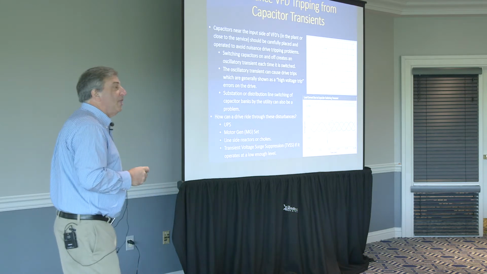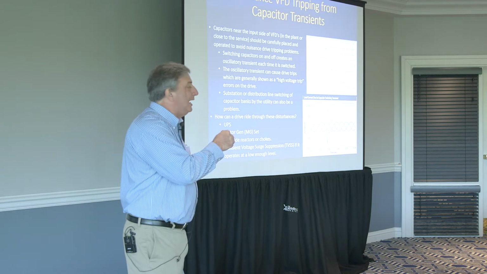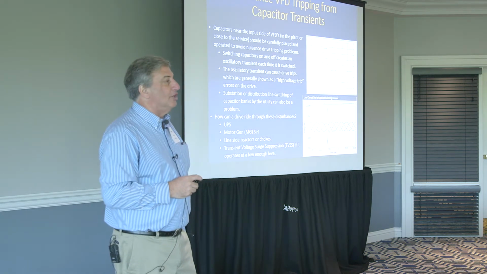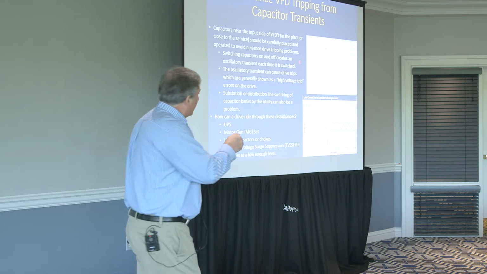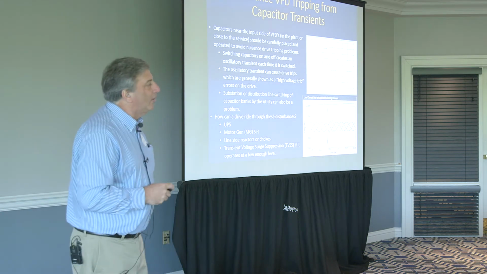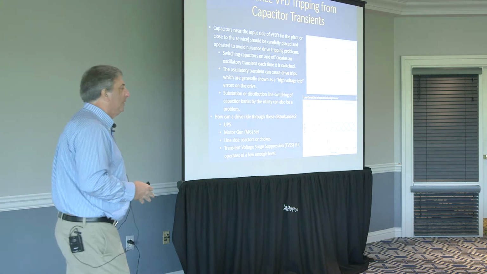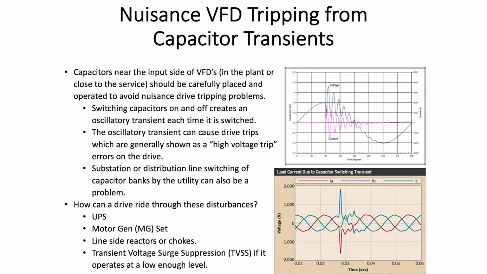That's fairly common. I have seen some of these drives trip from capacitor energization and shutdown 17 miles away in a substation from the customer. So those oscillatory transients can move quite some distance. Historically it's been, we put new power factor correction in and now we have drives tripping. That becomes an issue to watch if you have lots of drives. On and off creates that, it can cause drive trips, the high voltage trip error I mentioned. Even utility substation or distribution line switching can be a problem.